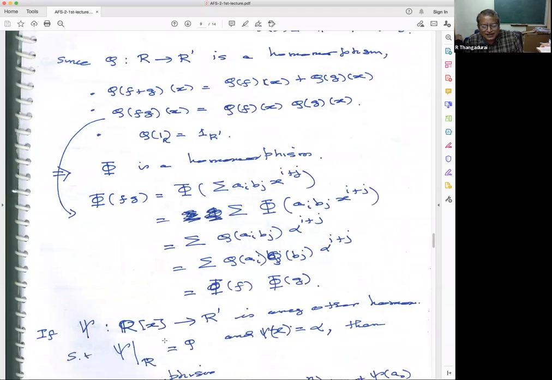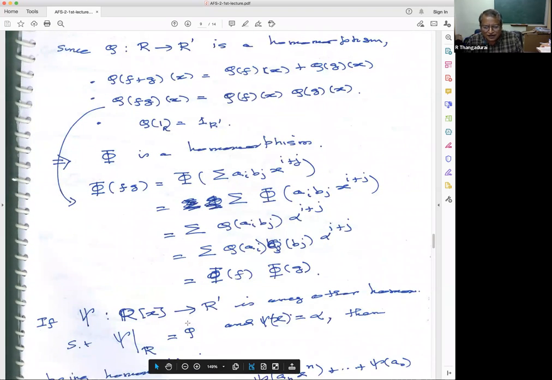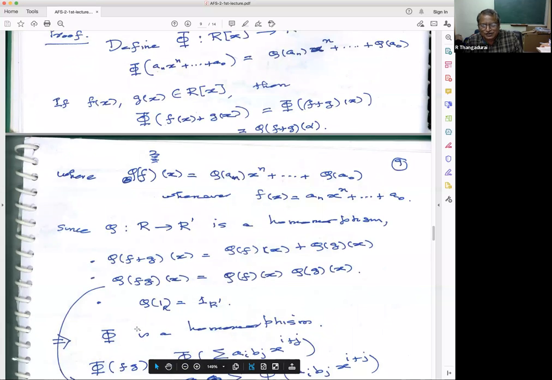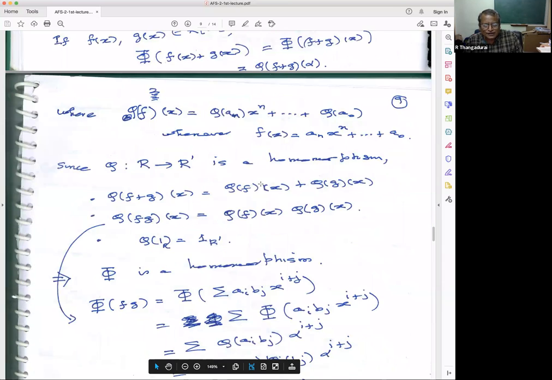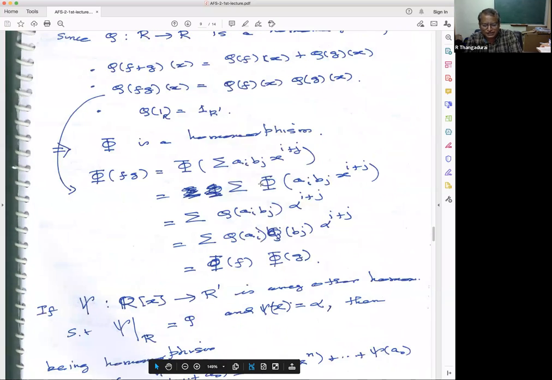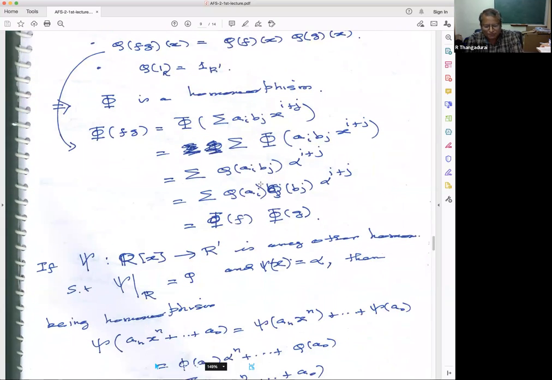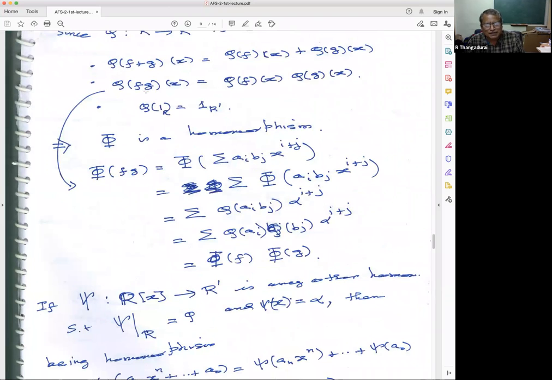If psi is another homomorphism from R[x] to R, any other homomorphism satisfying the condition, you see, this is with respect to one condition. Psi restricted to the subring R is nothing but phi, and psi of x goes to alpha. This is the condition given. So we want to prove that this psi is the same as capital phi.